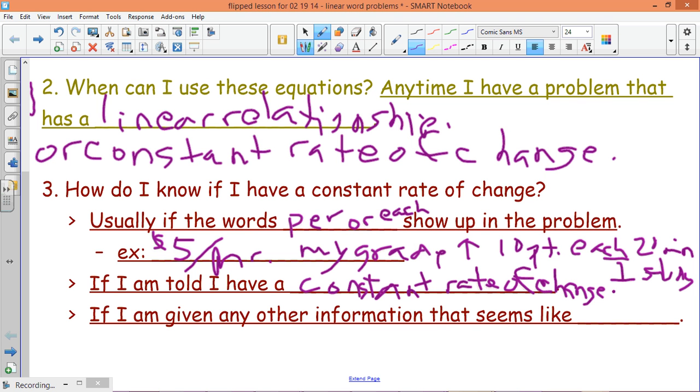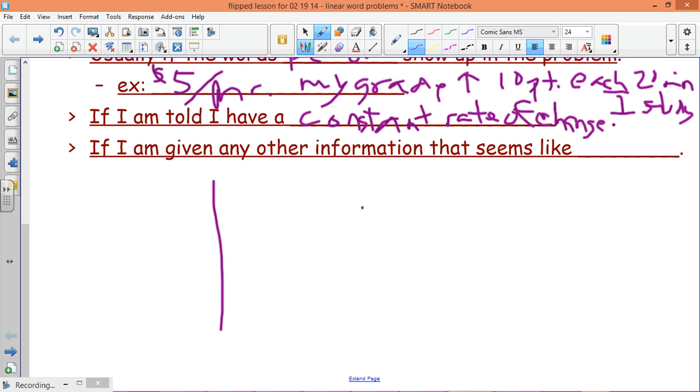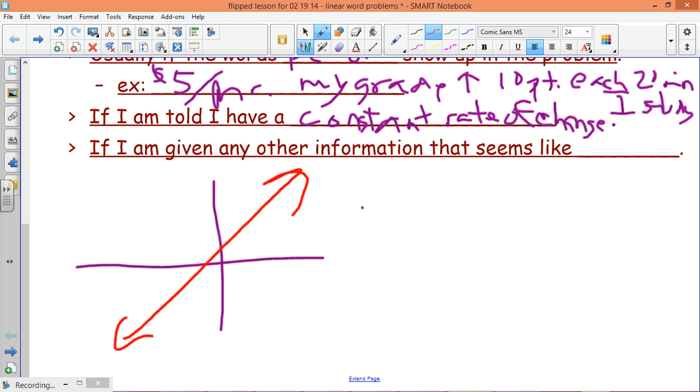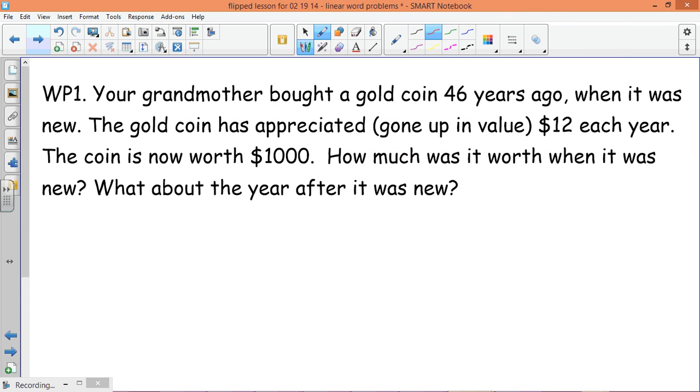Okay? Or if I am given any other information that seems like, what is one thing that all linear equations have in common? Like that one I just drew right there. Anytime it looks like I have a constant slope. Okay? Linear equations are unique in that they are the only ones that the slope is the same at all times. So anytime I'm given something that looks like a slope that doesn't change, good chance that we're going to be using linear equations. Okay, now let's do some word problems.